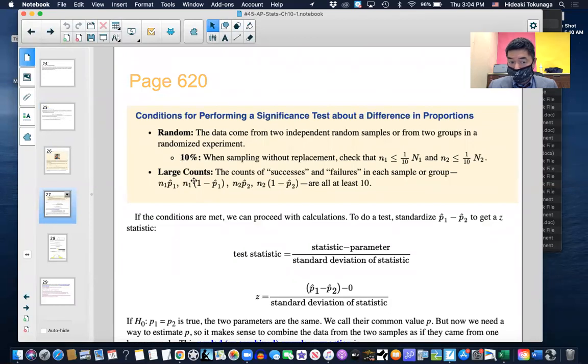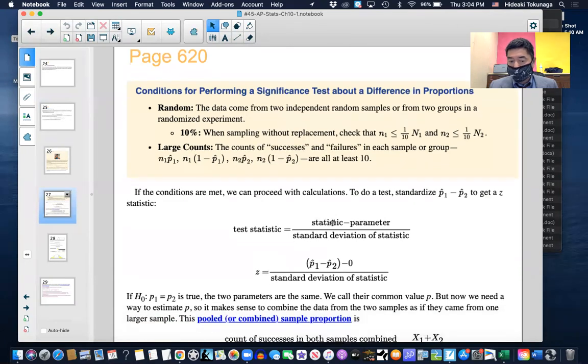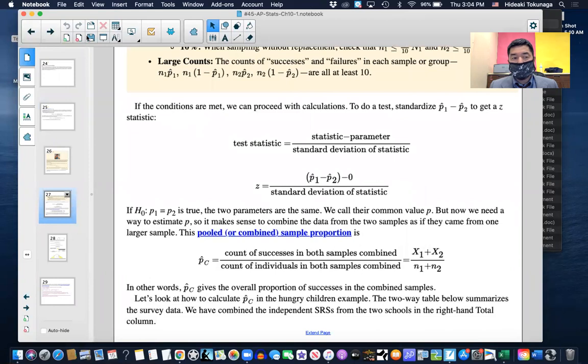n times success and n times failure for school one, and n times success and n times failure for school two. If each is at least 10, we can treat it as a normal distribution. The one thing I didn't teach right is here. The test statistic equals statistic minus parameter divided by the standard deviation of the statistic. We used the standard deviation of the two different schools separately. This is what we should have done.